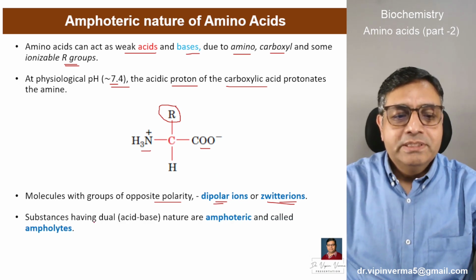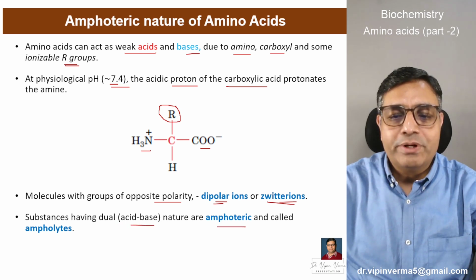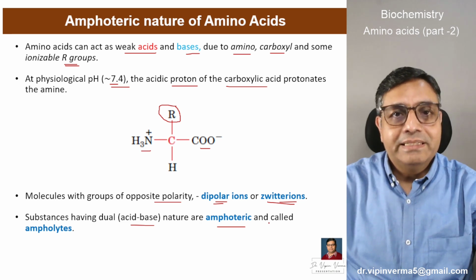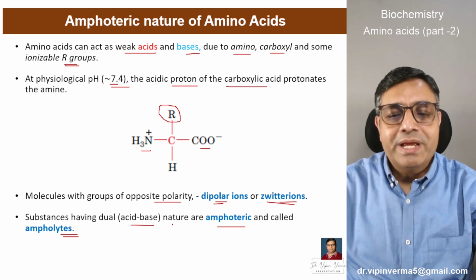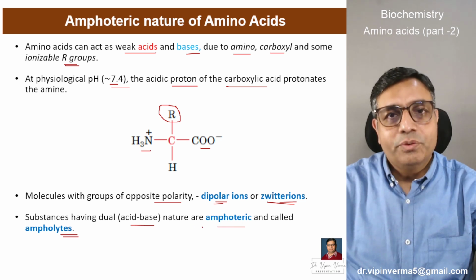Okay, now substances having this dual acid base nature are called amphoteric substances and they are called ampholytes. So whether you use the term ampholytes or amphoteric, they are substances having this dual nature. Okay, the dual nature moieties.